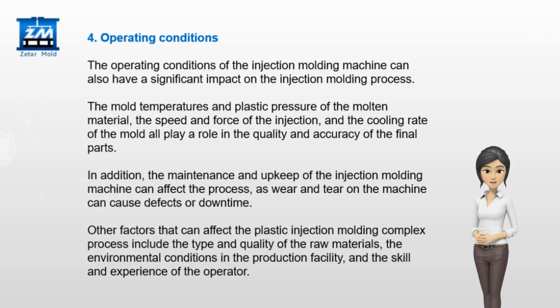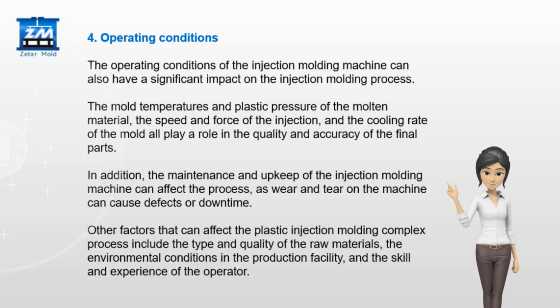Operating conditions. Operating conditions of the injection molding machine can also have a significant impact on the injection molding process. The mold temperatures and plastic pressure of the molten material, the speed and force of the injection, and the cooling rate of the mold all play a role in the quality and accuracy of the final parts. In addition, the maintenance and upkeep of the injection molding machine can affect the process, as wear and tear on the machine can cause defects or downtime.